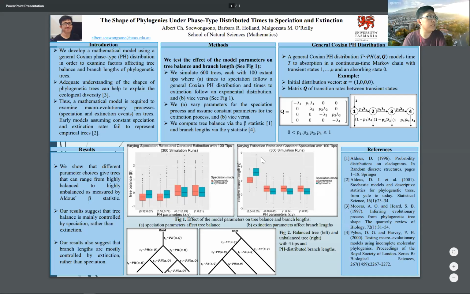But when we do it for the extinction process that follows phase type distributions, we see some changes in the branch length, but not for the beta statistic. The figure isn't plotted here because there isn't enough space. So that's one of the results. And the other result, if you look here at these 4 different pairs of X and Y, you can see that you have beta that is negative, but you also have beta that is positive. So it's possible, with more parameter choices from phase type distributions, to generate trees with different balance levels. I think that's all. Thank you.